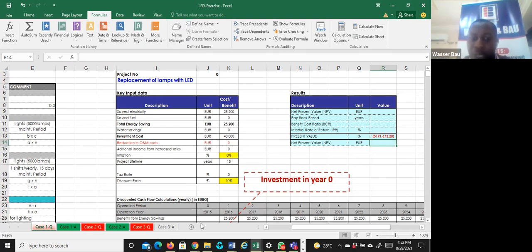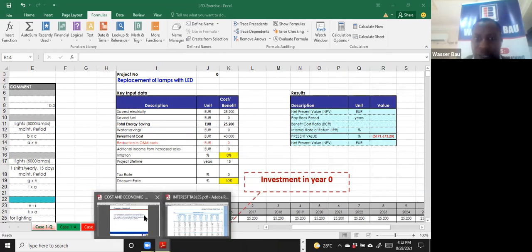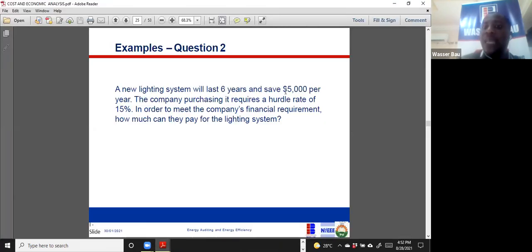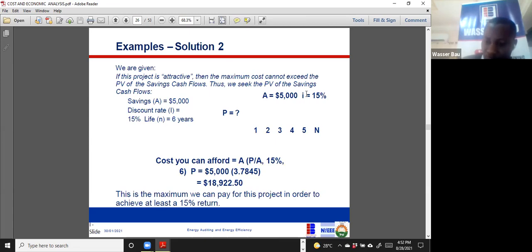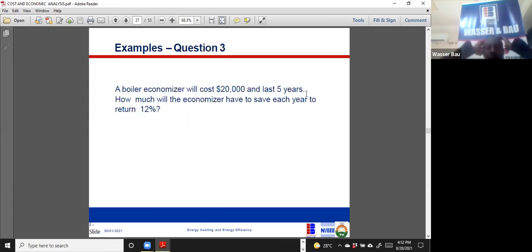But before we go there, my aim of coming here is just to demonstrate how we came about this single value of 5,000, so that it will not be strange. For you to get this 5,000, you must have done all this exact calculation before you come to this. So let's go to the next question now. So this is the next question.